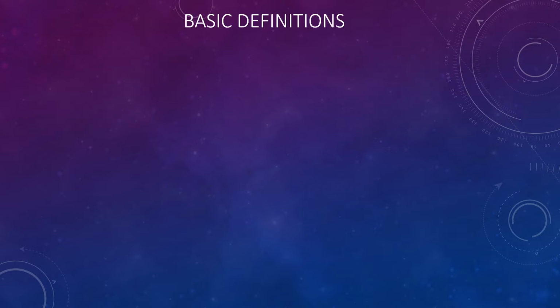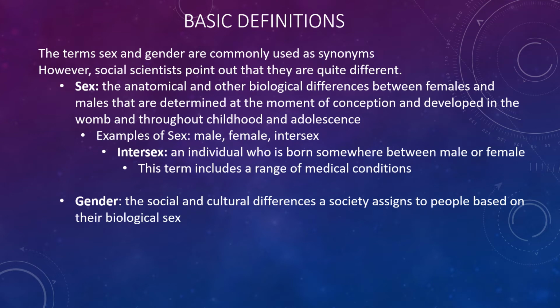So, basic definitions. The terms sex and gender are commonly used as synonyms in our society. However, social scientists point out that they are actually quite different. The term sex refers to the anatomical and other biological differences between females and males that are determined at the moment of conception and developed in the womb throughout childhood and adolescence.